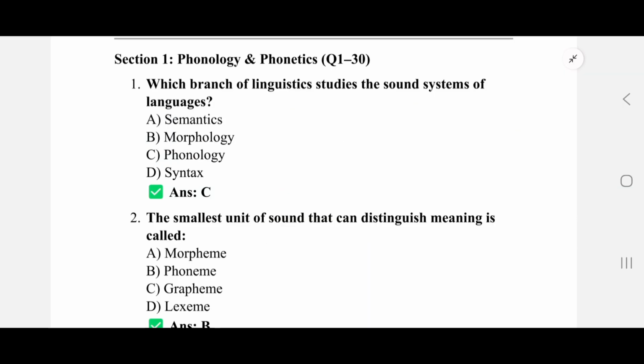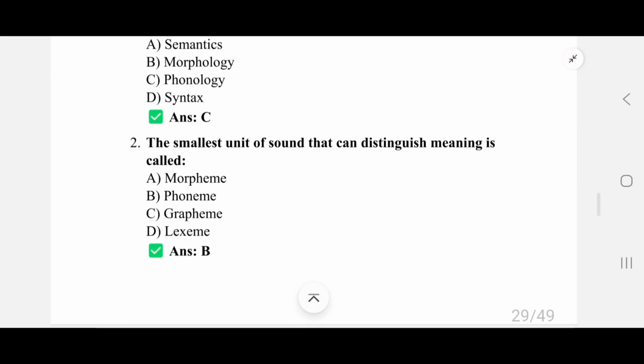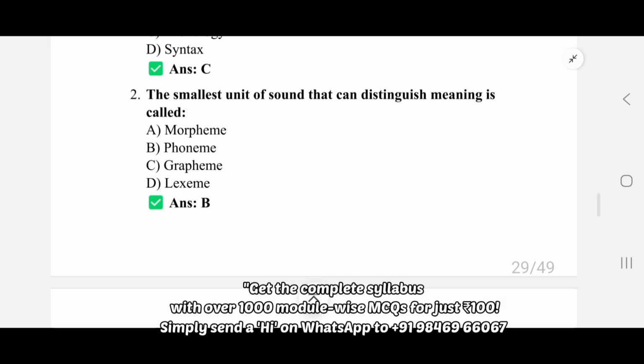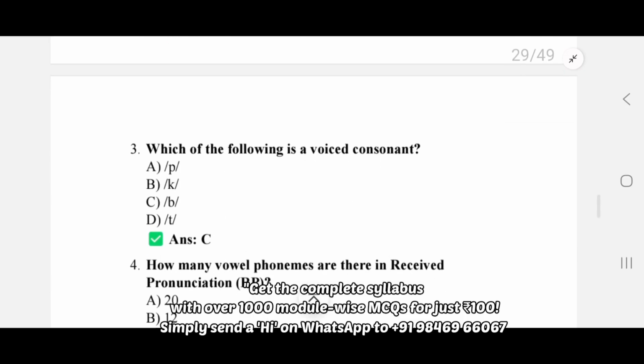The sound system of language. So semantics, morphology, phonology, syntax. So phonology studies the sound system of language. The smallest unit of sound that can distinguish meaning is called morpheme, phoneme, grapheme, lexeme. So the answer is phoneme, the smallest unit of sound.